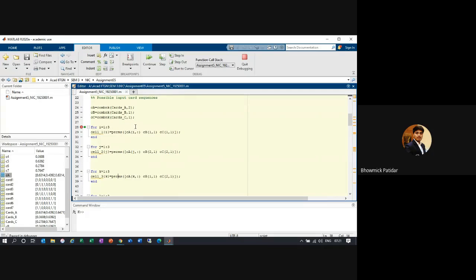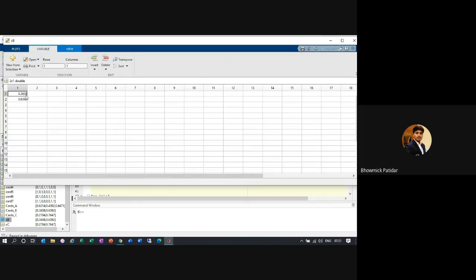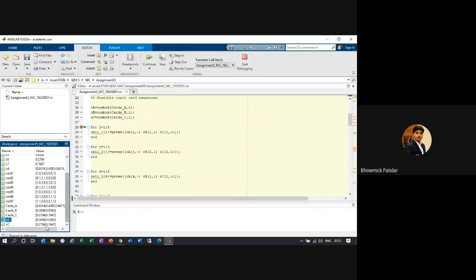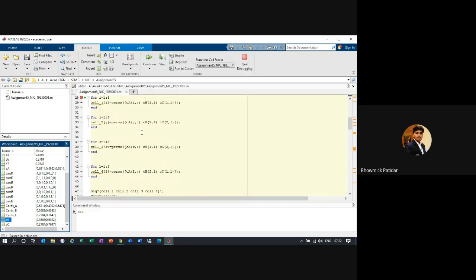And similarly for B and C. For B, we have one at a time, so 2 distinct values, one at a time. Similarly for C. Now we can have permutations among the possible combinations of cards. We can run permutations over all 3 combinations that we have for A, one at a time for B, and one at a time for C. Similarly, we can do this for all the possible combinations of CA, CB, and CC.